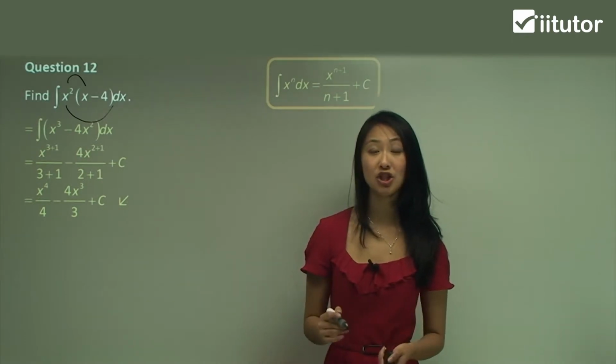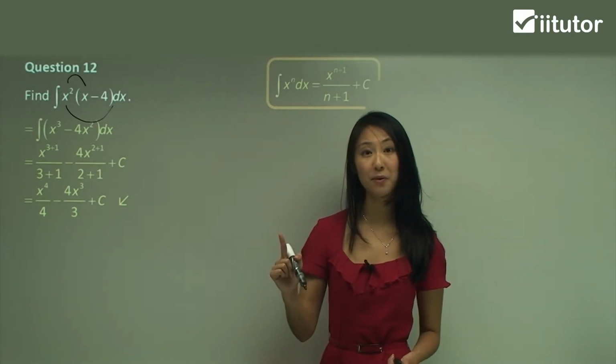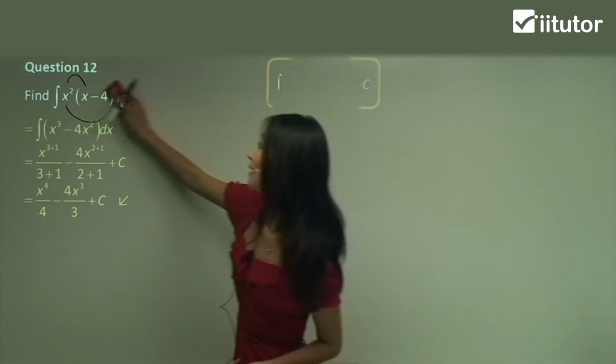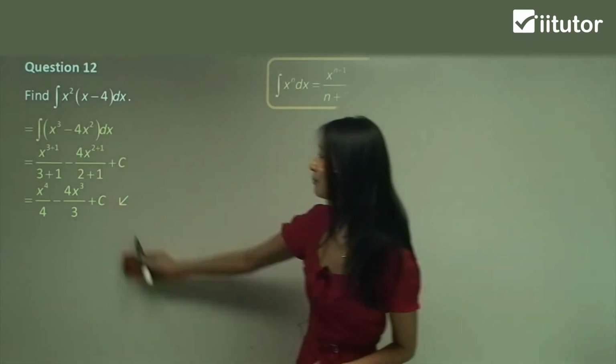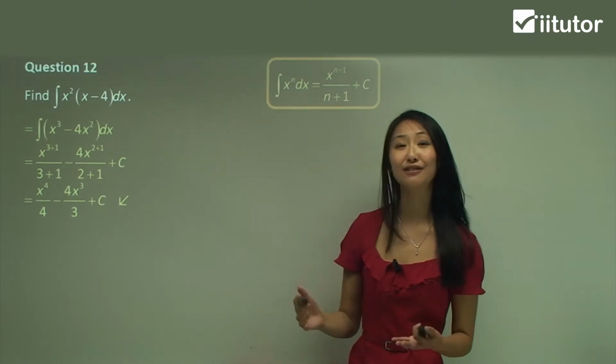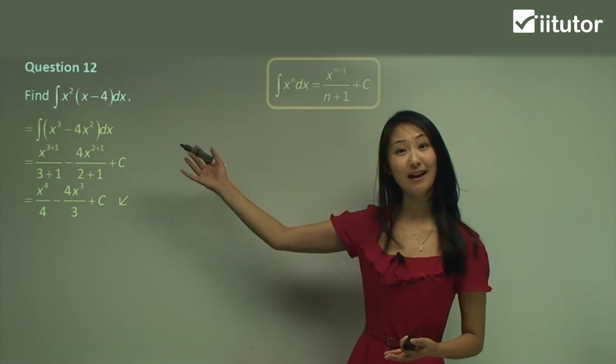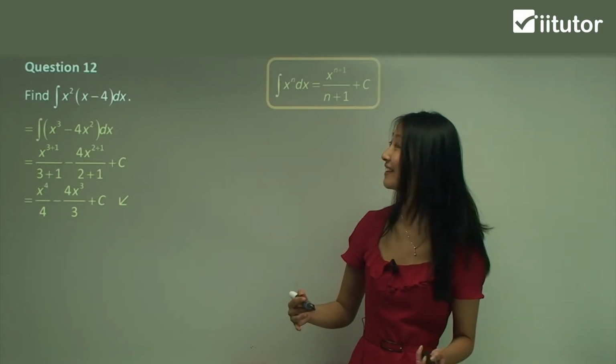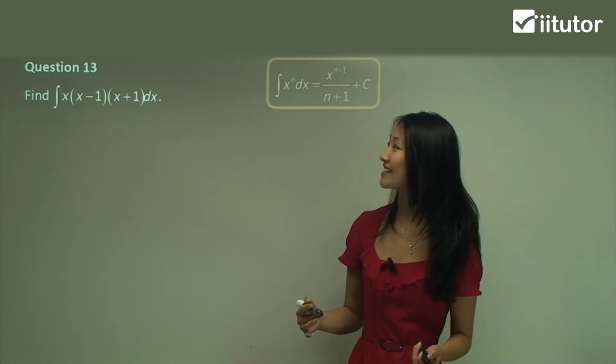So remember, always check, number 1, if you can simplify more, and number 2, always check if you've added the integral c in this case. And remember, there's no product rule or chain rule in integration. So if you get a bracket like this, the only thing we can do is expand and then integrate. All right, let's move on now to question 13.